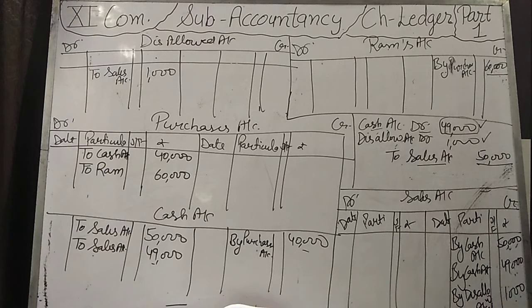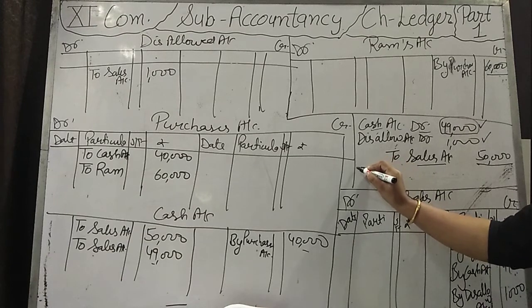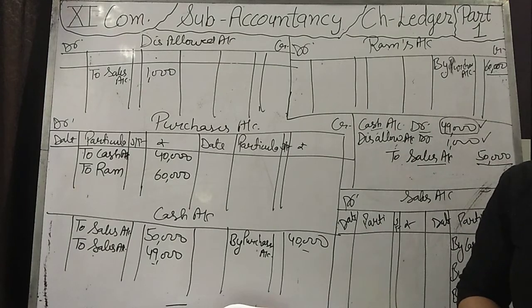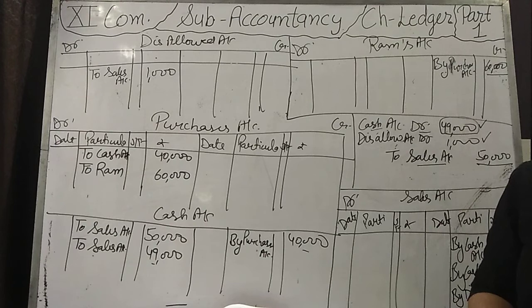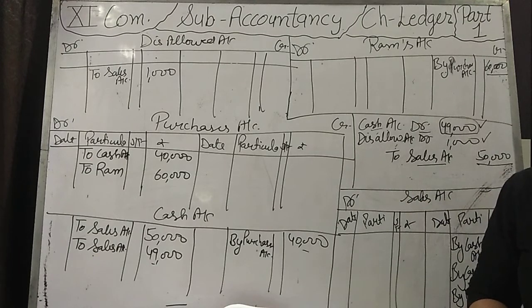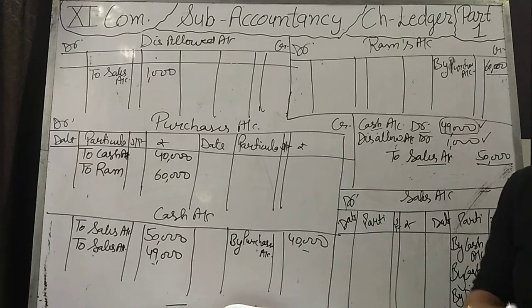Okay, so this is the posting of journal to ledger. How we make accounts in the ledger from the journal is known as posting. So these are the rules regarding the posting. And closing the accounts, if it is mentioned in the question that close the account, then only you have to close. Okay, otherwise no need to close the account.